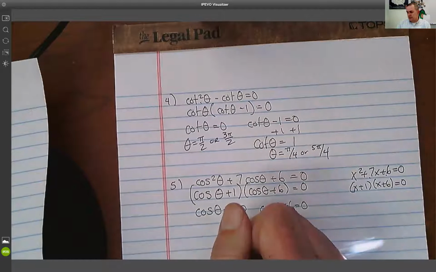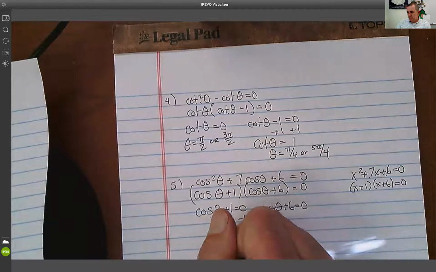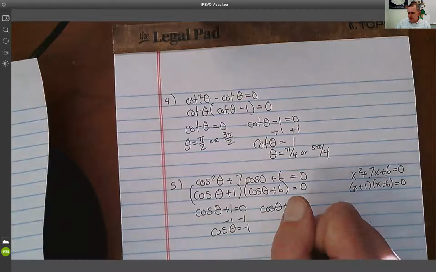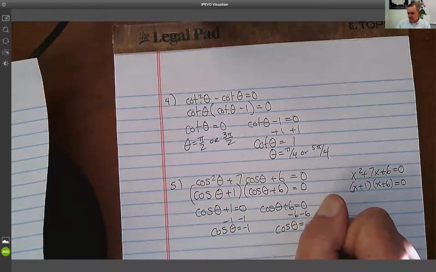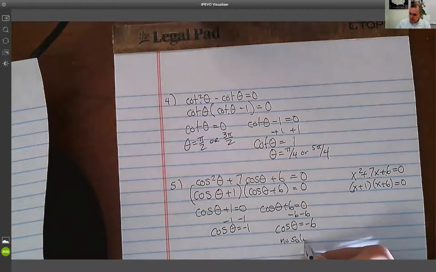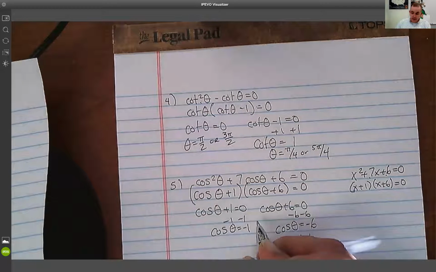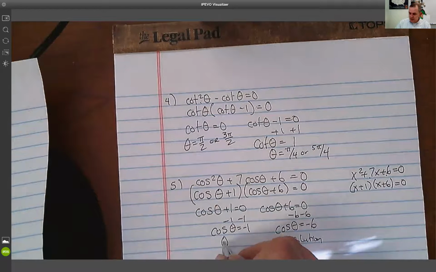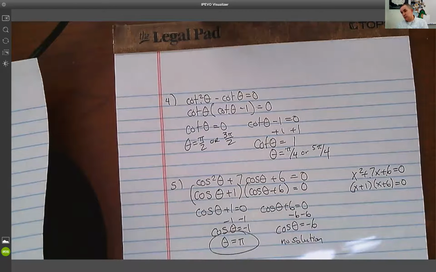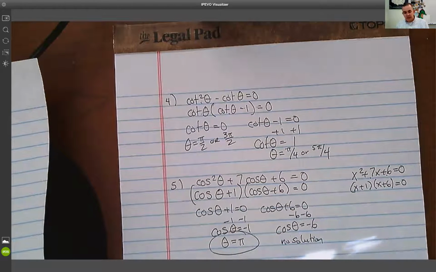And in both cases, I want to get the cosines by themselves. So this is going to be cosine theta equals negative 1. Subtract 6 from both sides. This is going to be cosine theta equals negative 6. This never happens, so there's no solution for this piece. And this only happens at one place. It happens at theta equals pi. Answer that one is theta equals pi. It's the only place where that's a true statement. So that's how we do it with factoring.